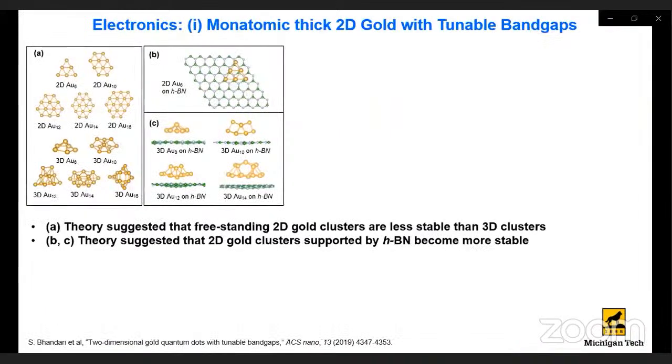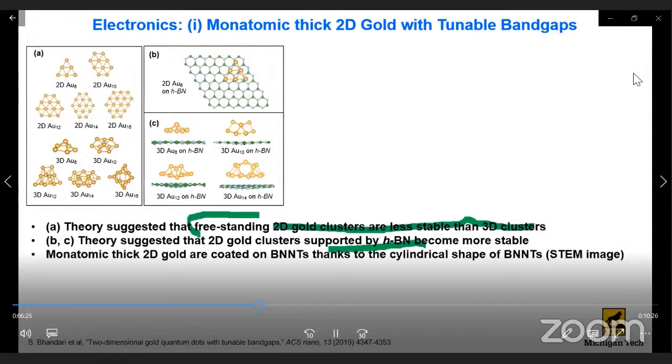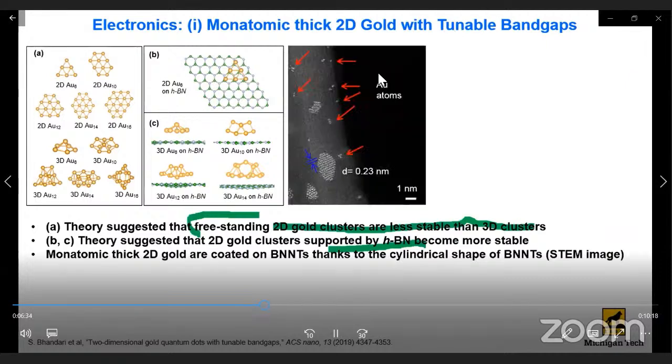Here are the take-home messages. 2D gold crystals are less stable than 3D crystals when they are freestanding, but they become more stable when they are supported on the surface of hBN. Monoatomic thick 2D gold can be coated on boron nitride nanotubes thanks to the cylindrical shape of the boron nitride nanotubes.